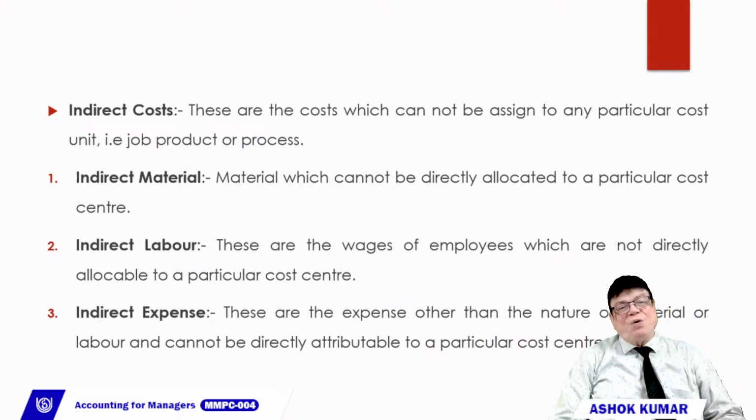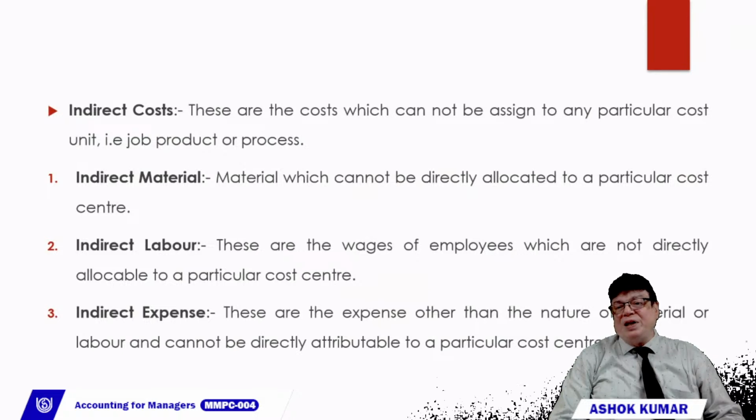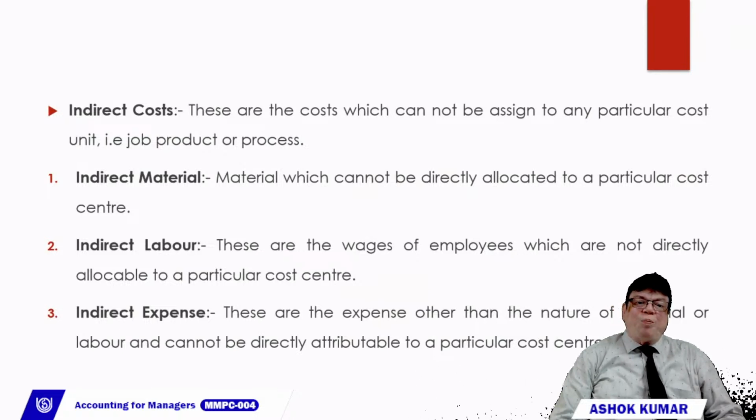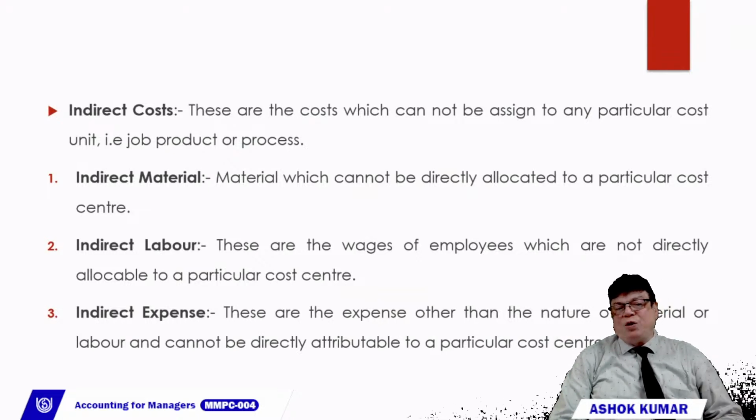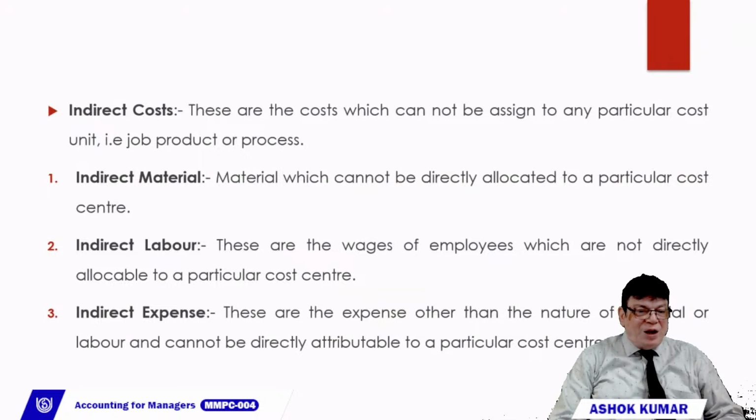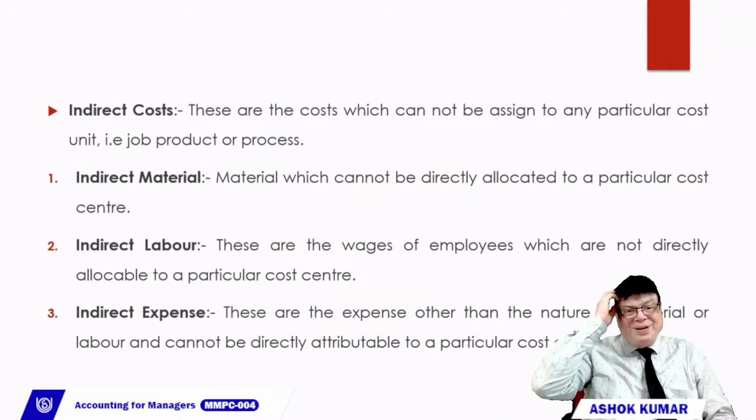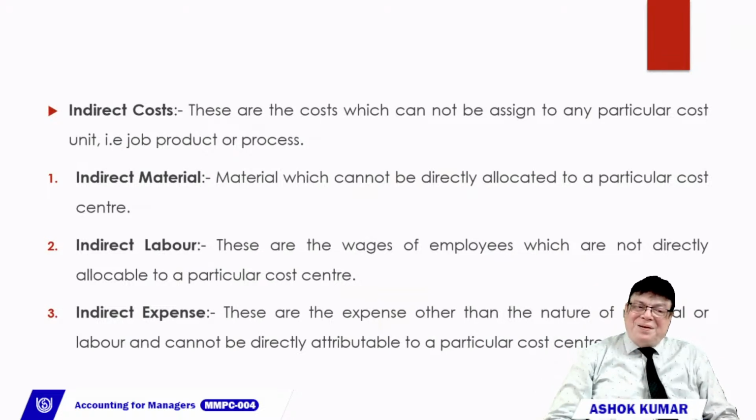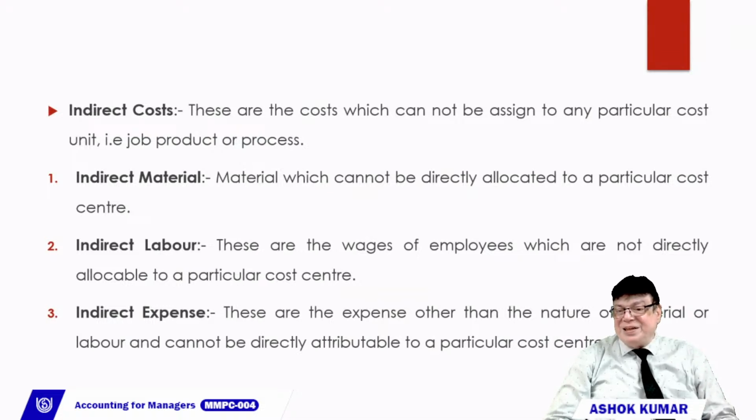The next is indirect costs. These are the costs which cannot be assigned to any particular cost unit, that is job, product or process. Indirect material cannot be directly allocated to a particular cost center. Then indirect labor: these are the wages of employees which are not directly allocable to a particular cost center, those who are not at the factory. They are in the office. Indirect expense: these are expenses other than the nature of material or labor and cannot be directly attributable to a particular cost center.